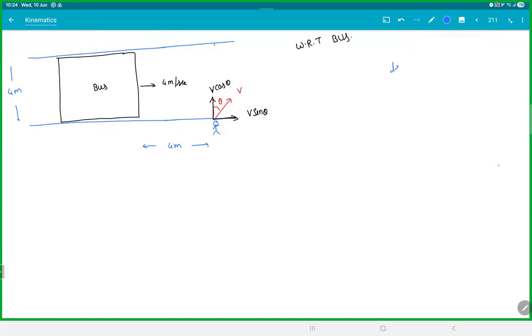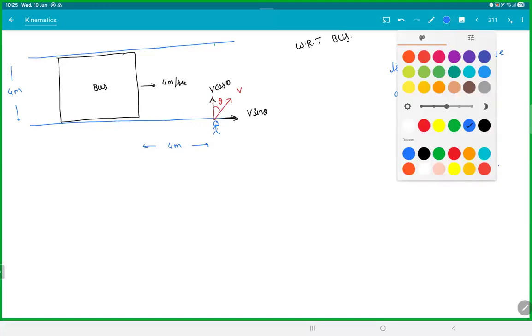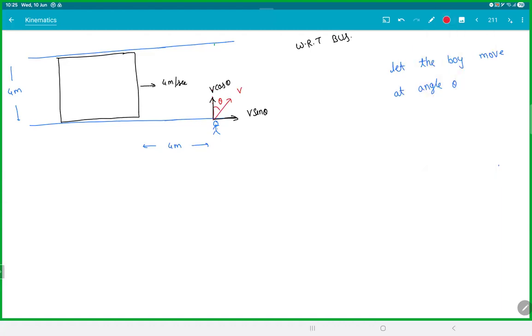we can write like this. Let the boy go at an angle theta. So this theta is variable. So what should I do? Put 4 backward. Put 4 backward. Now the bus will think I came to rest.